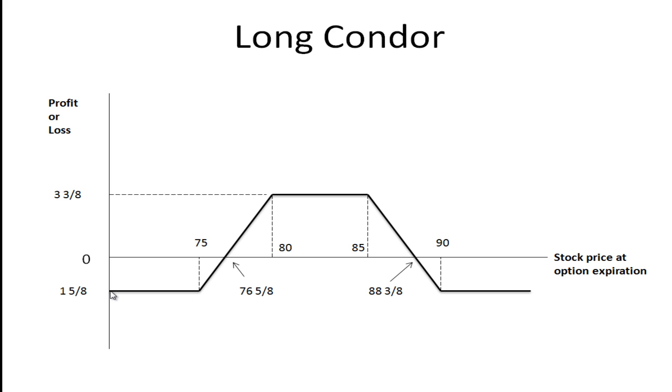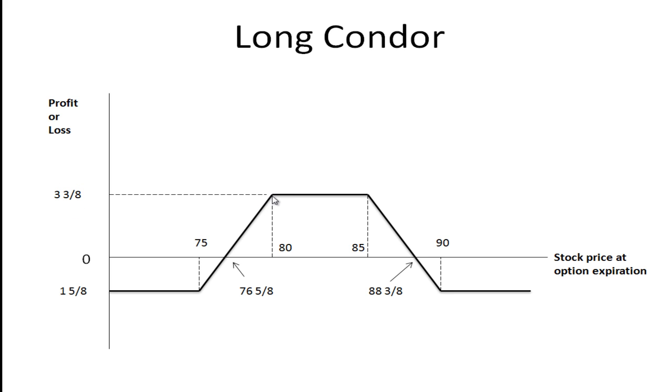So as long as the price is below 75, you simply lose the net cost, at a price of 1 5/8. For every dollar it goes above 75, you make $1, and the break even here is going to be 76 5/8, right? You have to go up enough to cover the cost here. It's going to continue to go up until you reach the price of 80. That's when the call that you wrote kicks in, and that's going to be at a price of 80 and a maximum price of 3 3/8.